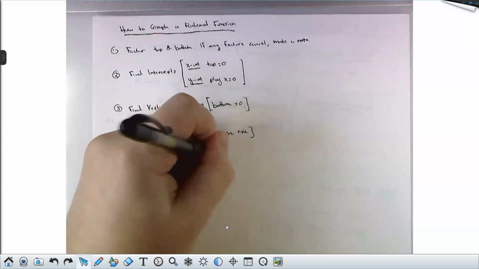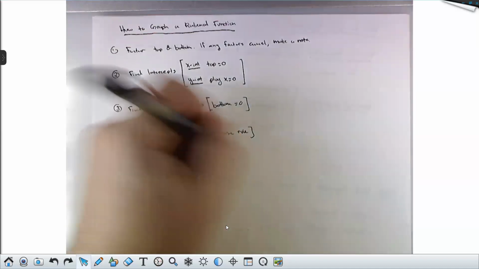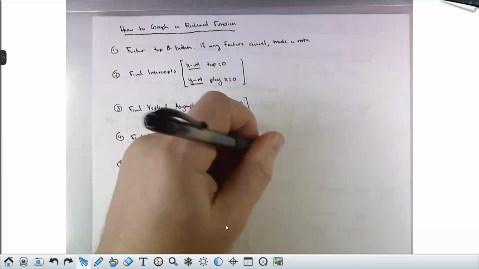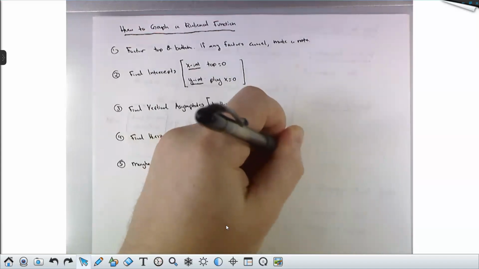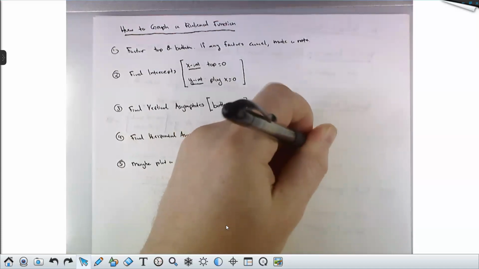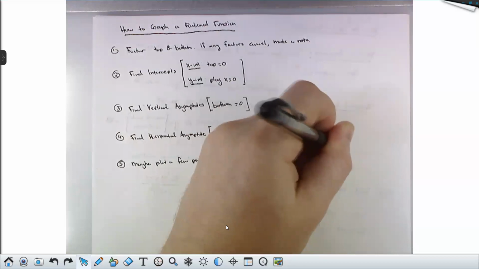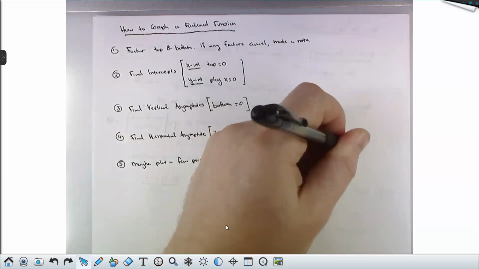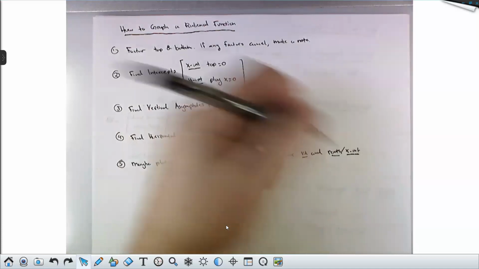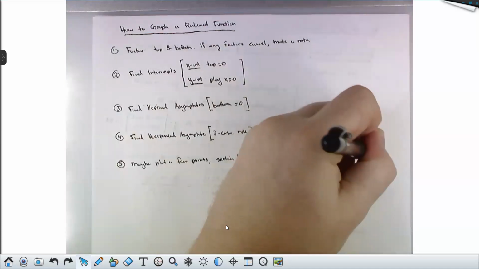Sketch the local behavior near the VAs and roots, aka x-intercepts. And then connect the pieces.